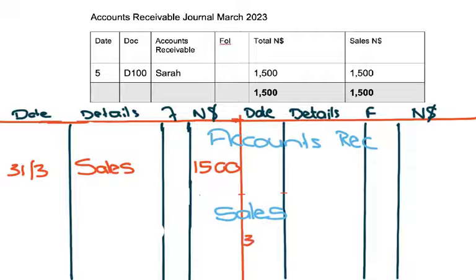Now we go to sales. We will do exactly the same. Remember, sales is an income. It increases on the credit side, and I have 1,500. Am I still in balance? I have a 1,500 on the debit. I have a 1,500 on the credit. So in other words, if I look at my journal, my total relates to my accounts receivable. Receivable is 1,500. There's my 1,500. My sales is also 1,500. There's my 1,500. So this is the posting from the accounts receivable journal to my general ledger.